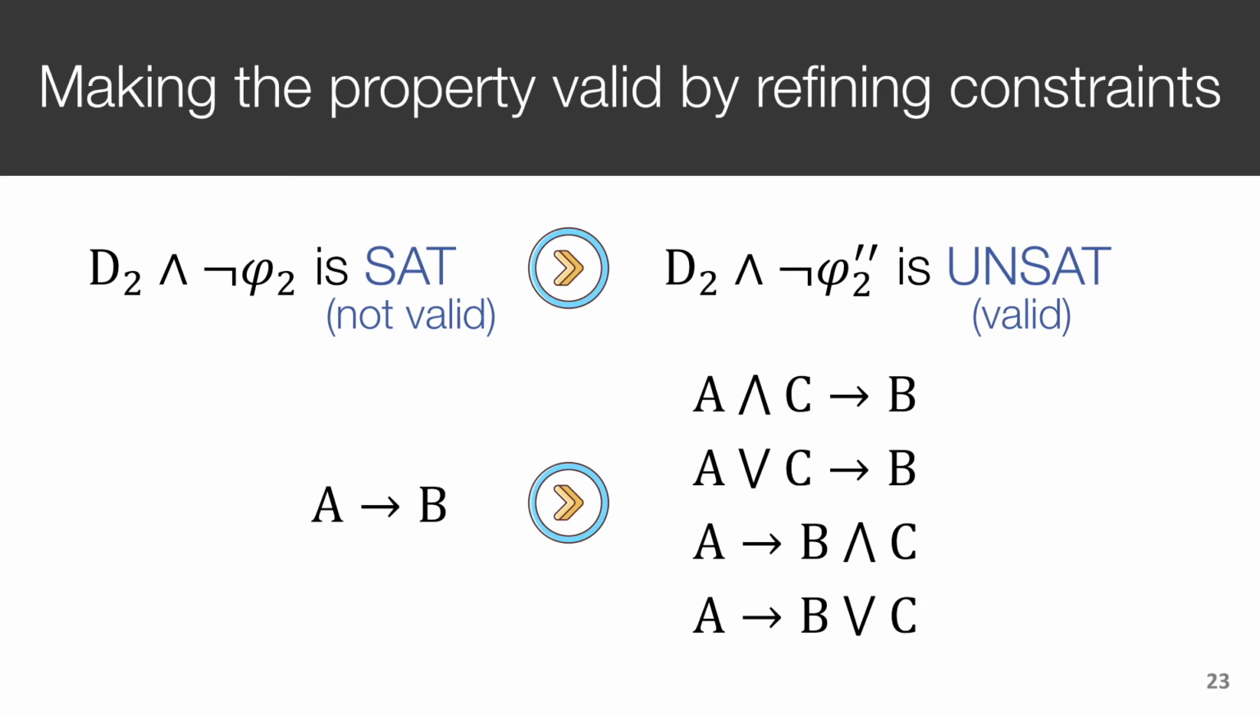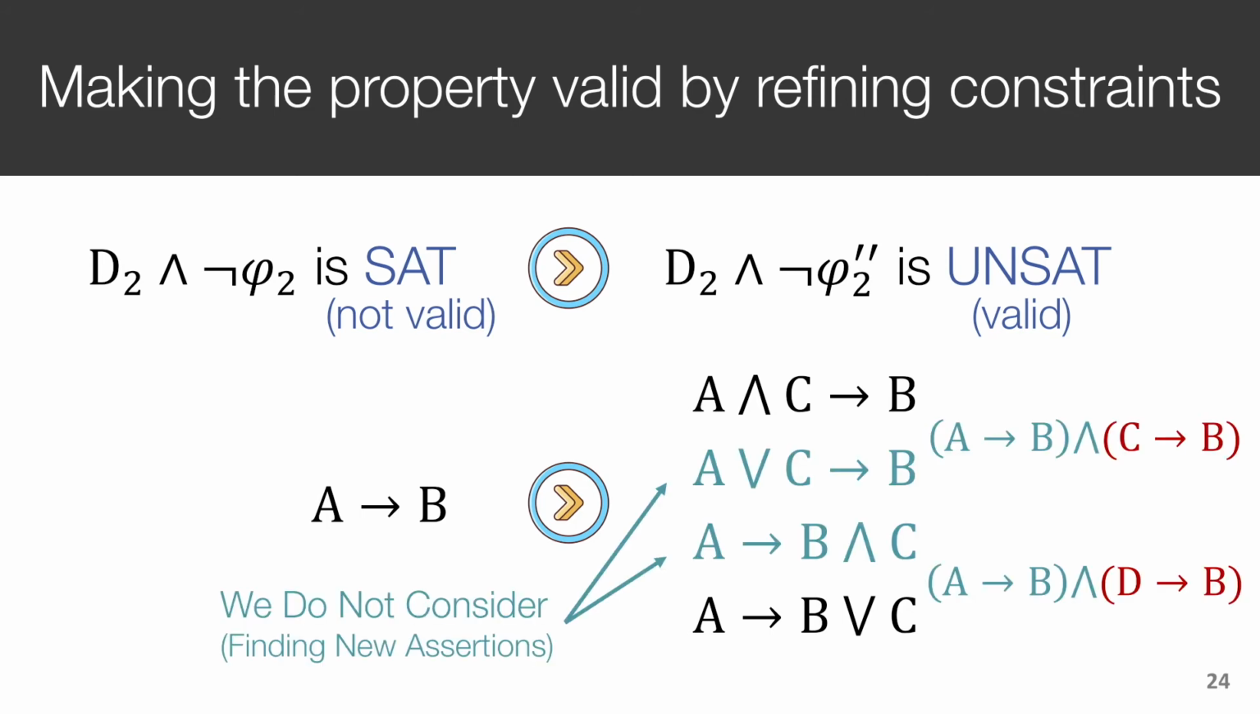Suppose we have an assertion in the format of A implies B. We consider 4 possible ways to refine the constraints. In other words, to make the expression unset. For example, A and C implies B, A or C implies B, A implies B and C, A implies B or C.